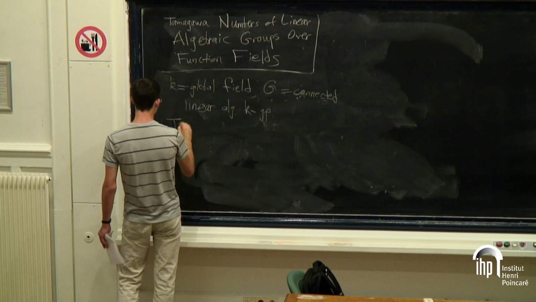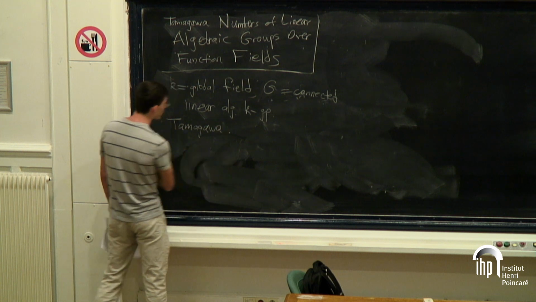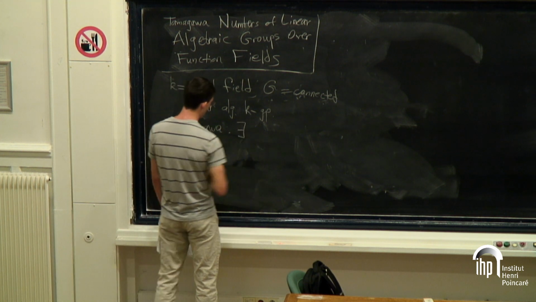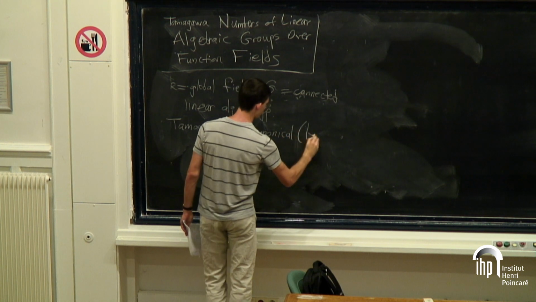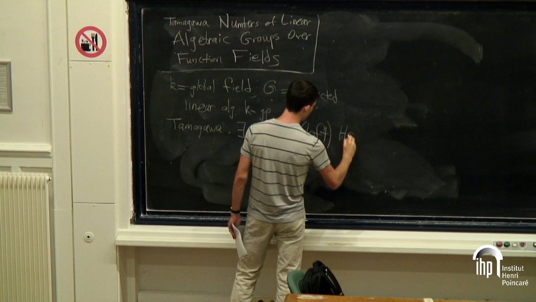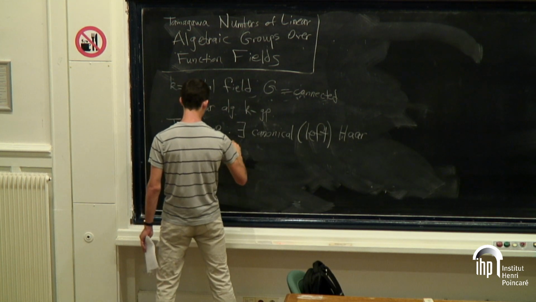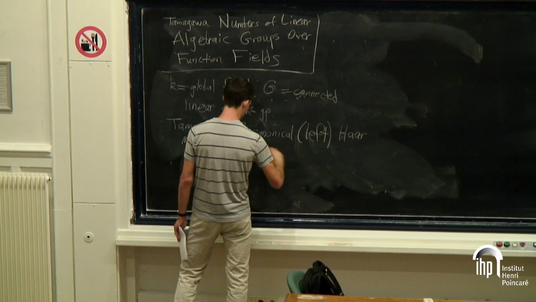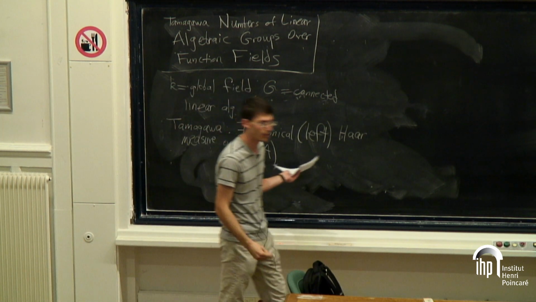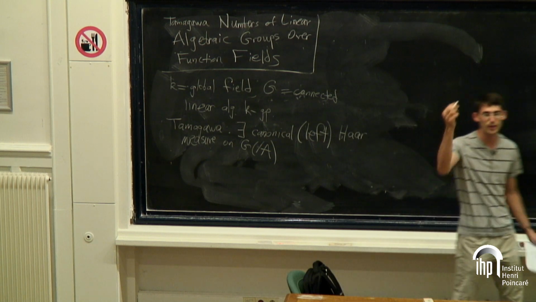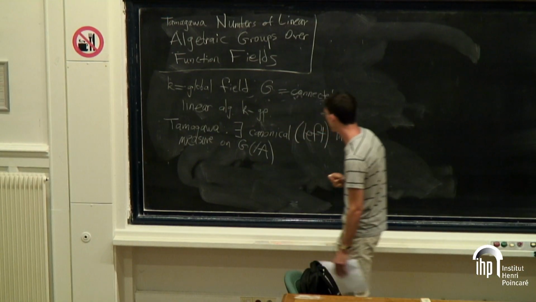So Tamagawa observed that there's a canonical left, let's say, Haar measure on the adelic points of G, constructed as follows. A priori, this is a locally compact topological group, so you know that it has some sort of Haar measure which is unique up to scaling. And the point is, he was able to pin one down canonically.